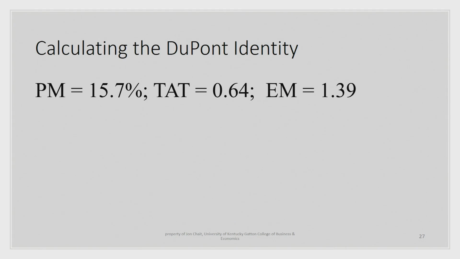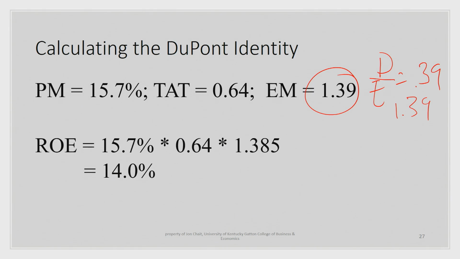Here's the profit margin. And in this case, I gave you the equity multiplier, but remember, I could have given you D over E equals 0.39, and then I would get the equity multiplier by just adding 1, giving 1.39. So here are the three things. What do we do? We multiply them. And when we multiply them, we get 14%. And it's really just that simple.